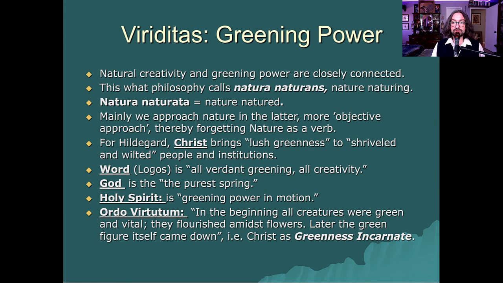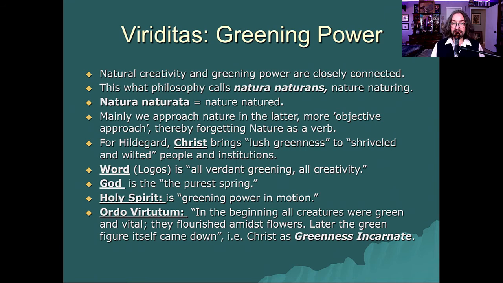She understands natural creativity and lushness, luxuriance, greenness, vitality of nature as closely connected. And this is what philosophy has tended to call natura naturans, that is, nature's naturing, as opposed to nature as an object or the nature that is produced, which is natura naturata. It's interesting that we moderns and postmoderns tend to forget about nature as a verb. For Hildegard, it is Christ who brings lush greenness to shriveled and wilted people and institutions.